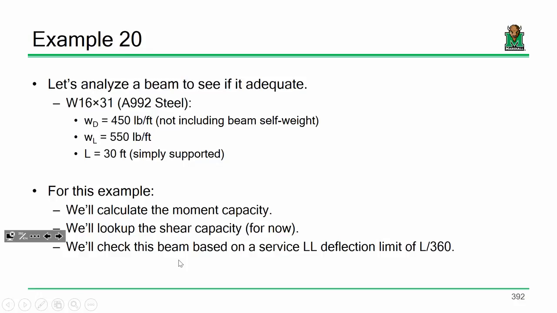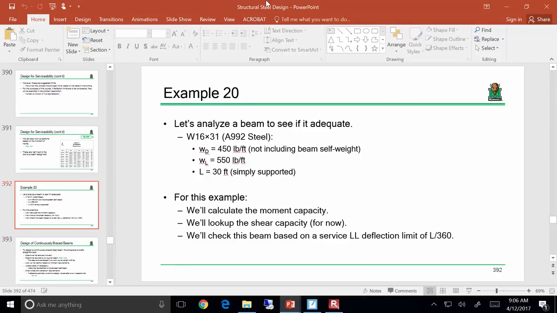Okay, so we're going to calculate the moment capacity. We're going to look up the shear capacity, and then we're going to check this beam based on a service live load deflection limit of L over 360. So some of this I think we kind of just roughed out near the end, but I think we're going to try and do it a little more formally.